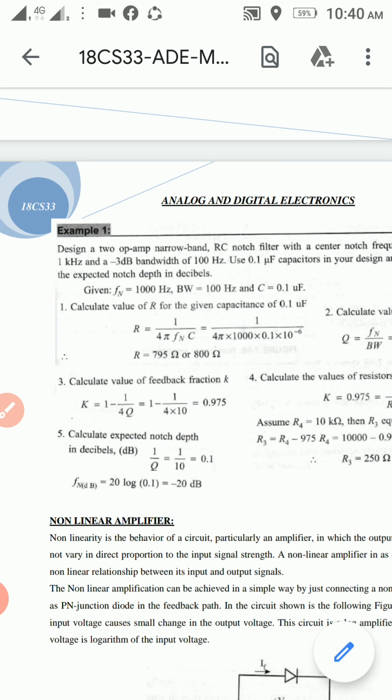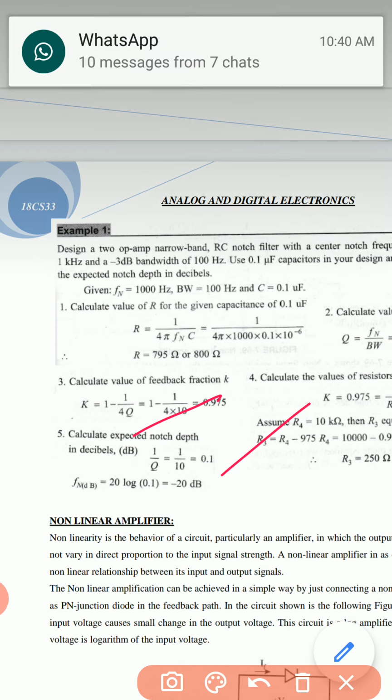That you should remember. If you want to find the notch depth in terms of decibels, first you have to take the reciprocal of the quality factor, 1 by Q, and then take 20 log of that. If you do that, you will get the notch depth in terms of decibels. That you should remember. Okay, this is about that particular problem part.